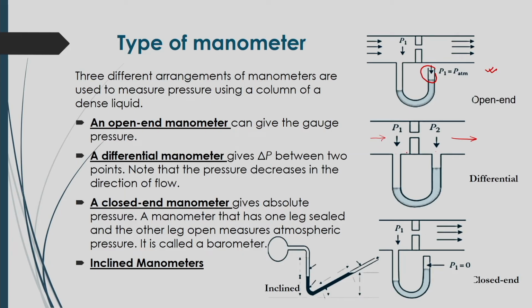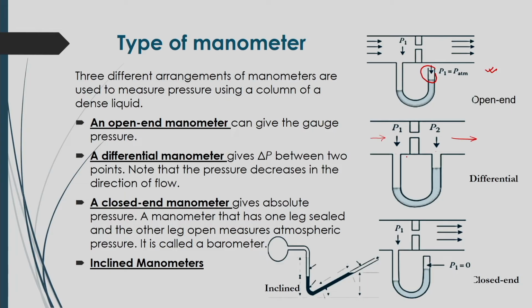So, that is why the pressure will decrease in the direction of the flow. So, the pressure difference will be equal to P1 minus P2, or if you are considering P2 minus P1, it will be negative delta P, or negative pressure difference. A closed end manometer is also used to calculate the absolute pressure.